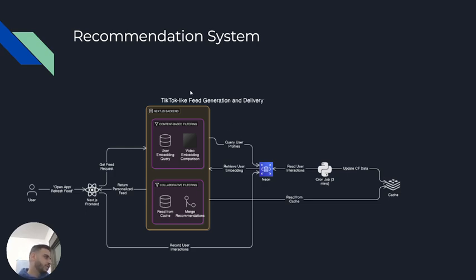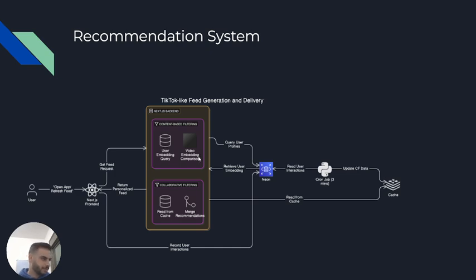Recommendation system. This is how the recommendation system works. We have the user. The user will see the feed page, so we are calling an API in our backend. Actually, the recommendation system consists of two parts: content-based filtering and collaborative filtering. The content-based filtering is based on the user embedding and the video embedding. We apply cosine similarity between the user embedding and video embedding, and return the videos with the highest similarity to the user.